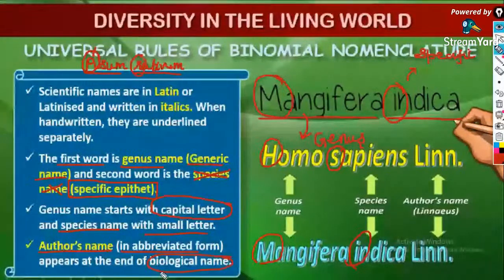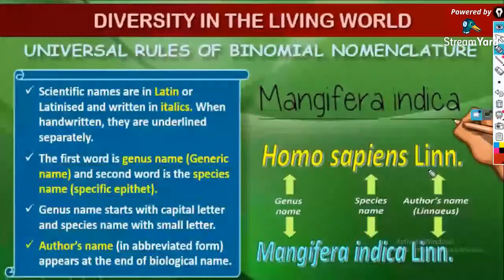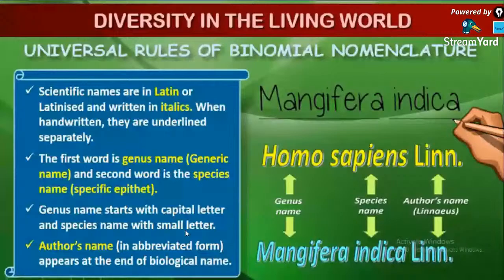Okay, that is Homo sapiens. The scientific term Homo sapiens was indicated by Carl Linnaeus. That is why the short form Linn. Mangifera indica by Linnaeus. So the term Linn comes after the scientific term. So this is the taxonomic hierarchy that we have to refer, guys.